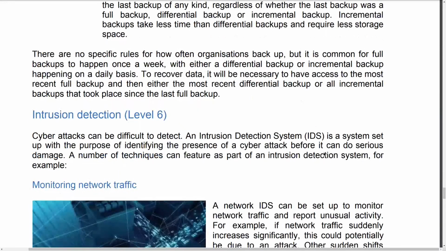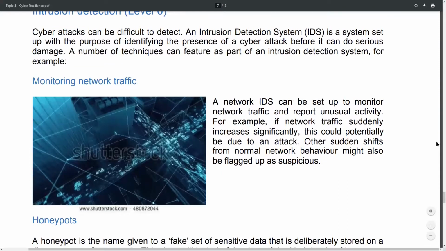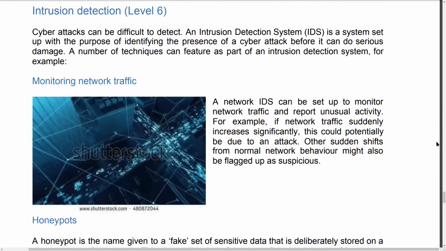Okay, so intrusion detection. Cyber attacks can be difficult to detect. An intrusion detection system is a system set up with the purpose of identifying the presence of a cyber attack before it can do serious damage. Now, a number of techniques can feature as part of an intrusion detection system, and these include the following. So we have monitoring network traffic. A network IDS can be set up to monitor network traffic, and if traffic suddenly increases, this could trigger an alert.